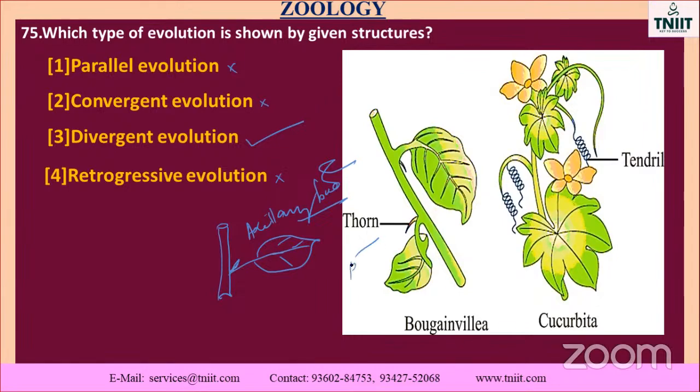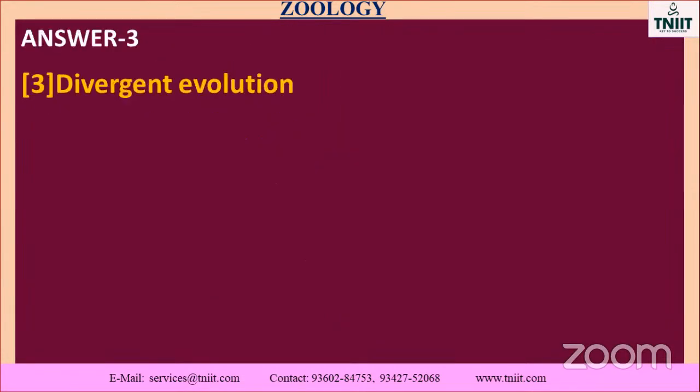One is protective, the thorn. The other is the tendril, for the support of the nearby plant. So both are different. That's why divergent evolution is the correct one. We already discussed this part in the last class, my dear students. So I will continue after this one. Divergent evolution is the correct answer.